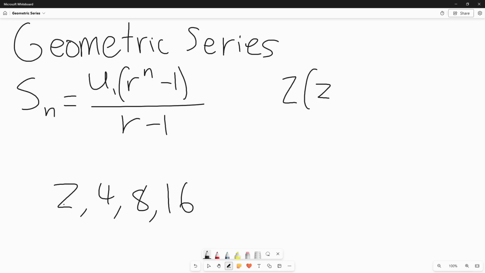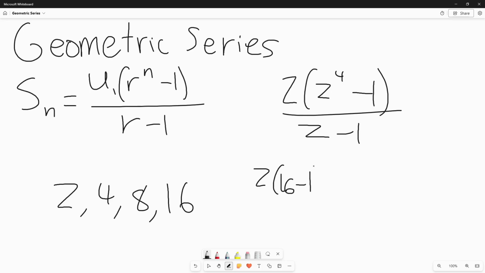And N is the number of terms inside the sequence. As you can see, there's 4 terms: 2, 4, 8, and 16. So N is going to be 4. So the sum is 2 times (2 to the 4 minus 1) over (2 minus 1). And now we just simplify. So 2 times 16 minus 1 over 1, which is equal to 30.